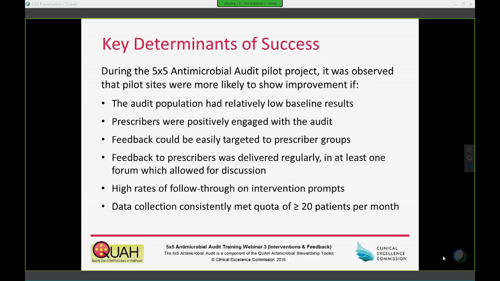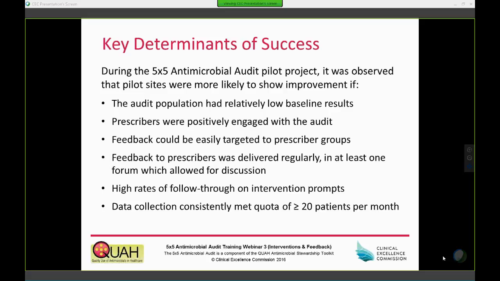The feedback could be easily targeted to prescriber groups. So, for example, if you're auditing in an area that has a really wide range of teams coming through, something like a medical assessment unit, it can be really hard to target that feedback. So you need to have some strong plans and suitable strategies in place to ensure that the feedback is going to the right people.